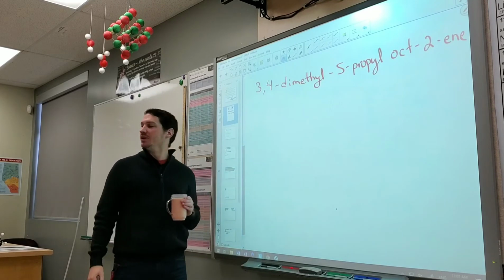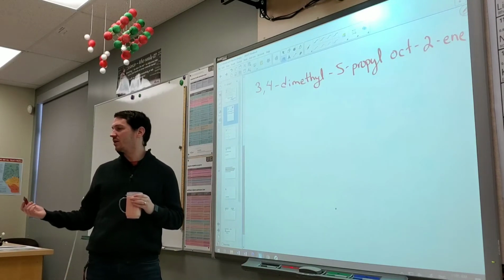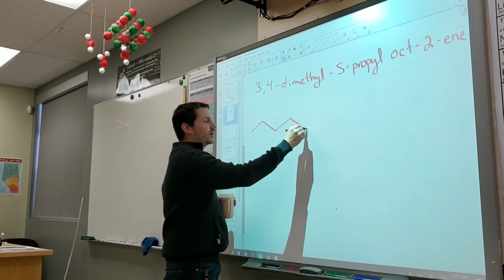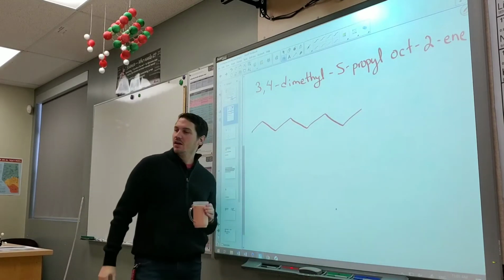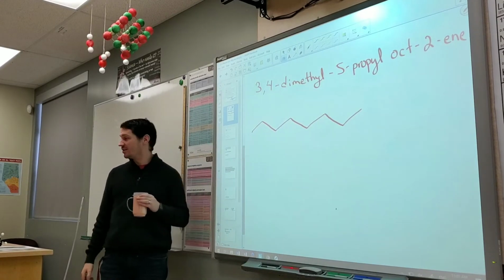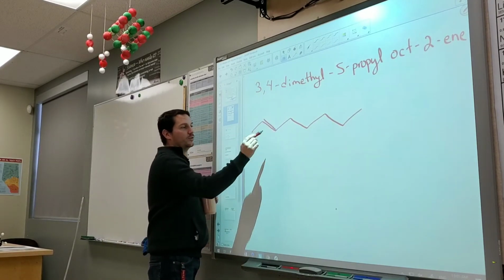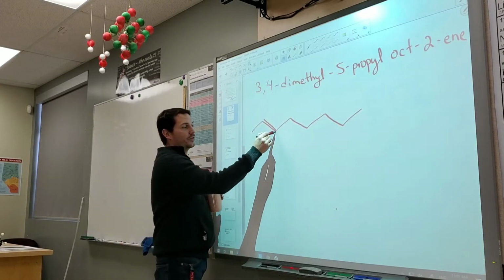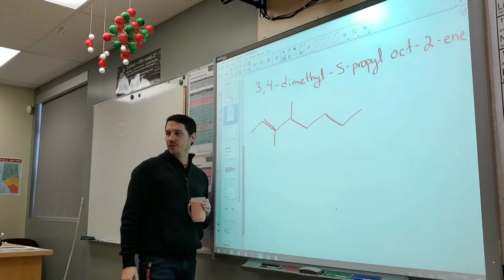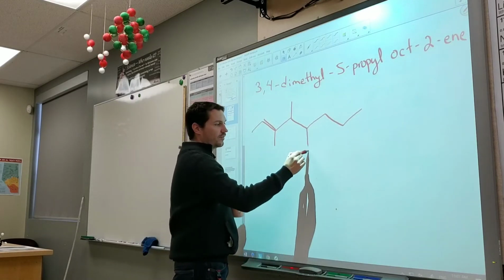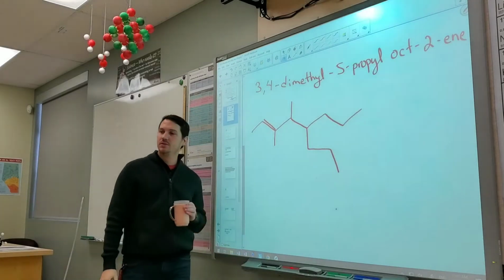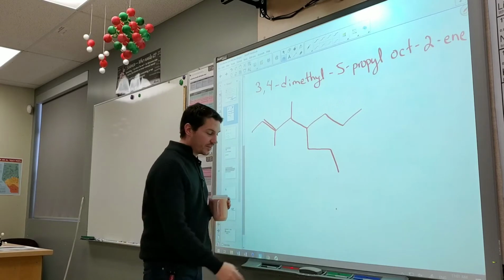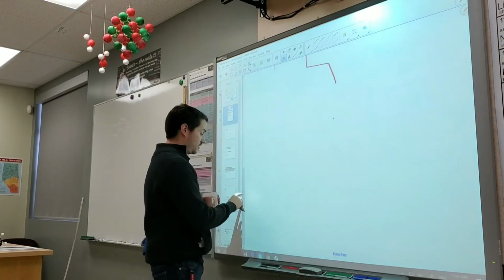So oct to ene. So oct, how would I start it off? 8. 1, 2, 3, 4, 5, 6, 7, 8. And the double bond, where does it start? On carbon number 2. And then where are my groups? 3 and 4. So 3 and 4 are methyl groups. And then 5 is a propyl group. Right? That is good. You see that? I'm fine with that. We started the other way.